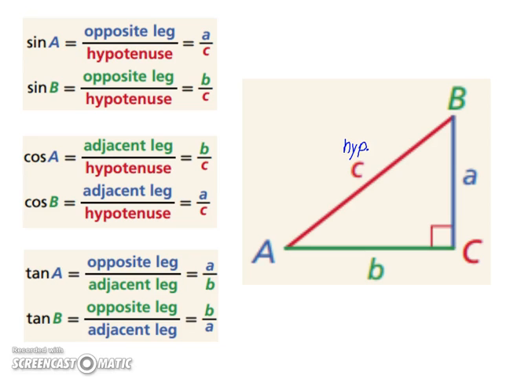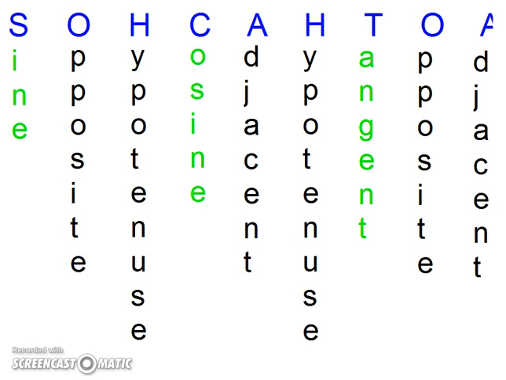You might find this difficult to remember at first, so we have a nice little acronym to help us. SOHCAHTOA. Sine is opposite over hypotenuse. Cosine is adjacent over hypotenuse. Tangent is opposite over adjacent. SOHCAHTOA.